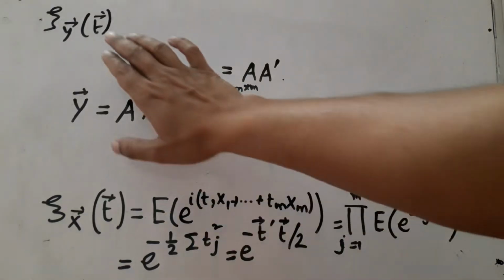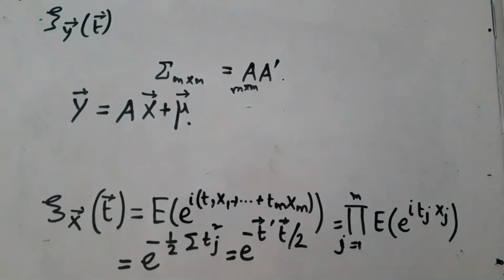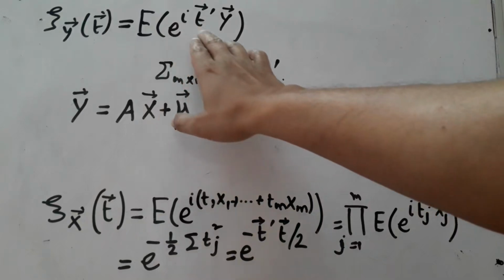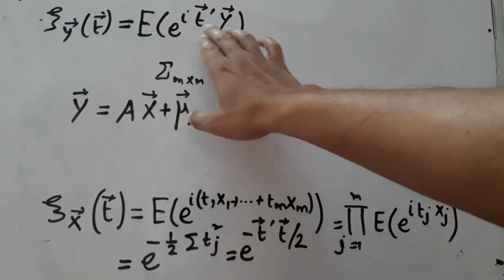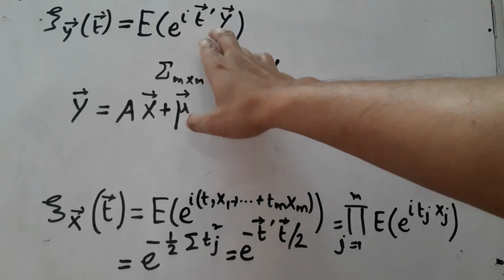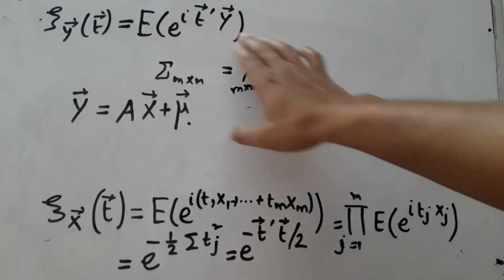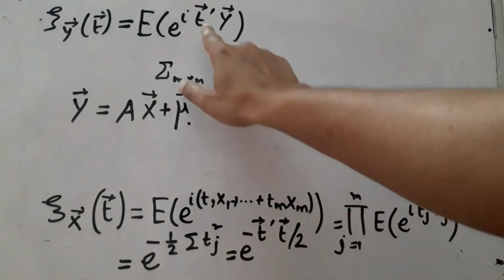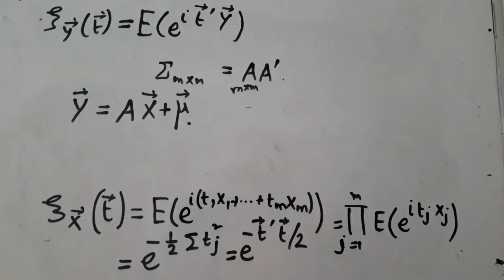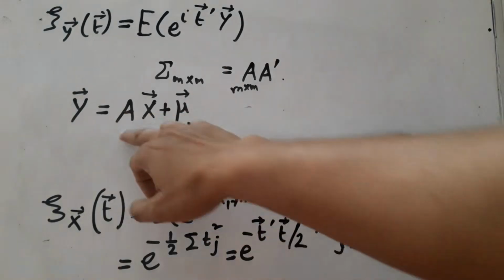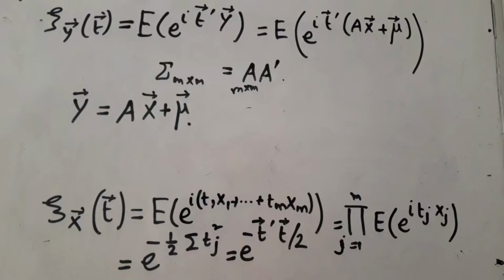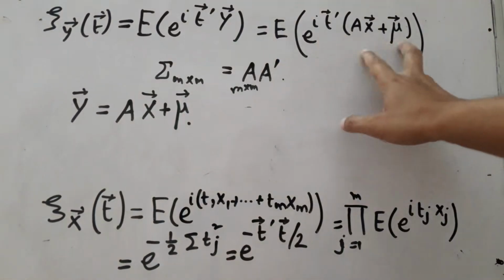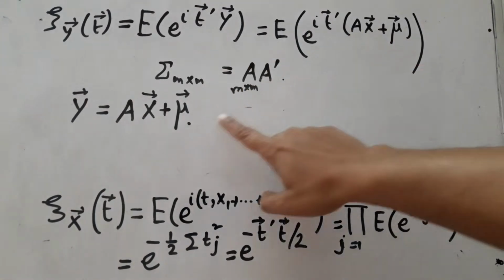So now we want to find out the characteristic function of y, which is by definition the expectation of e to the power i t transpose y. Just understand that this is nothing but t1 y1 plus t2 y2 plus t3 y3 up to tm ym. So we are writing the entire sum in terms of a matrix multiplication. But we know that y is given by this, hence this is the expectation of e to the power i t prime (ax plus mu). I have just replaced y by its definition.